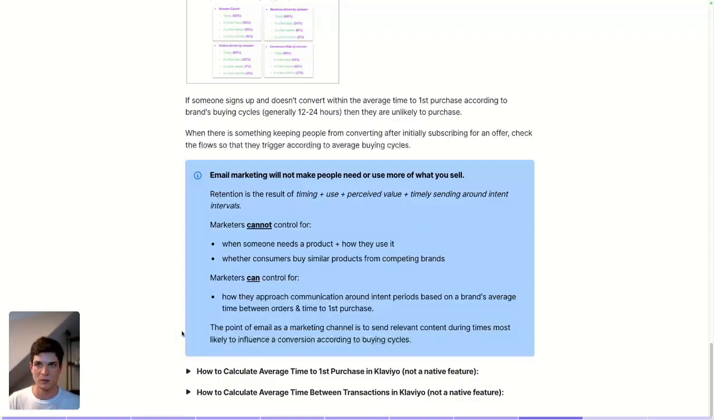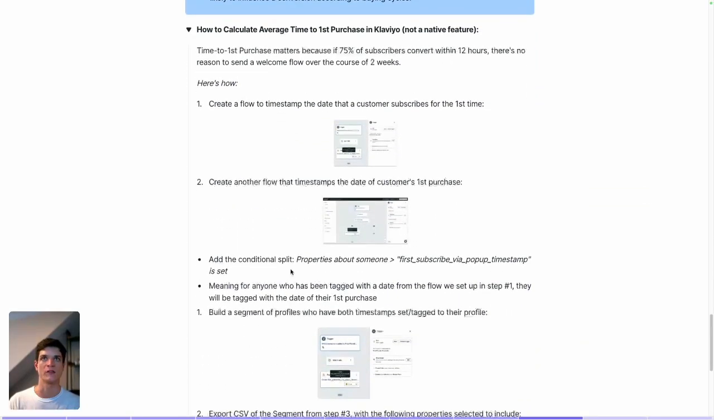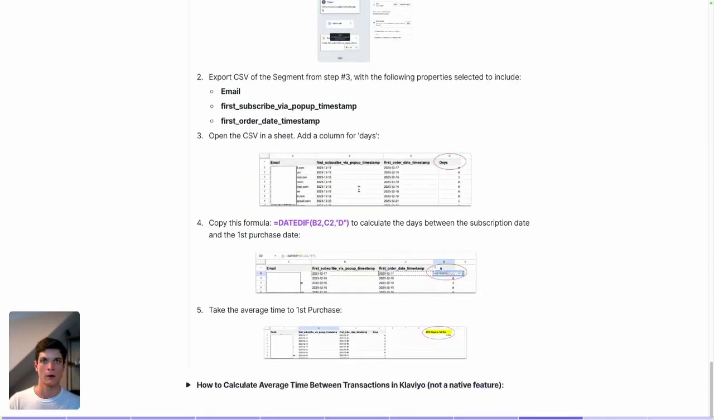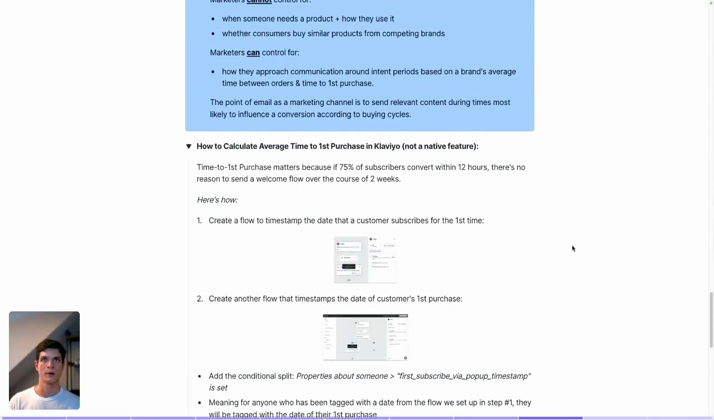And I included these steps for how to calculate average time to first purchase and time between transactions in Klaviyo. Klaviyo doesn't make it easy to just grab these in platform automatically. And I'll make a separate video on this, but if you want to follow along, I'll go ahead and run through these. I'll be sure to post another video on these though.